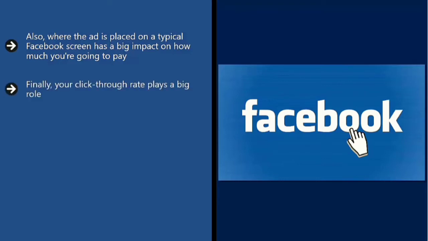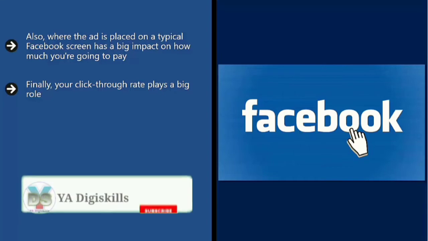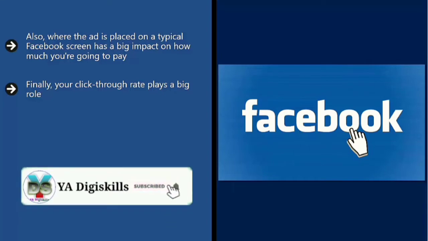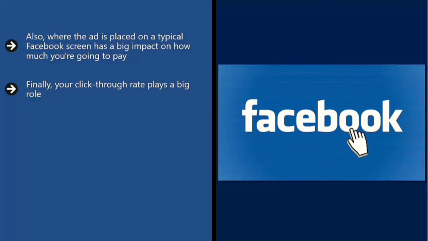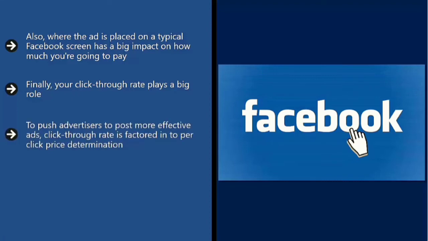Finally, your click-through rate plays a big role. If a lot of people see your ad but very few would click through, you're going to get charged more. How come? Facebook suffers a big opportunity cost showing your ad. If it showed an ad that got a lot more clicks, it can make more money. That's the bottom line. To push advertisers to post more effective ads, click-through rate is factored into per-click price determination.